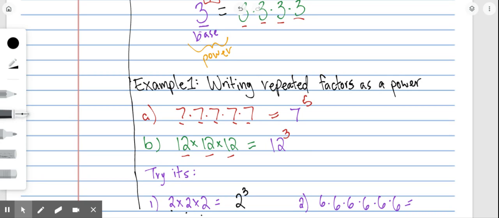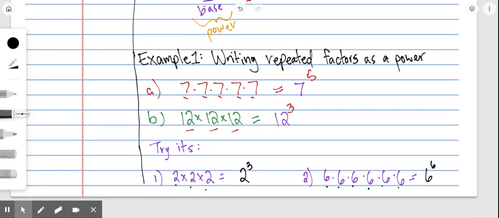All right, the second one. I've got what number is being multiplied by itself? 6. And this time, how many times is it being multiplied? Let's count. 1, 2, 3, 4, 5, 6 whole times. So this is 6 to the 6th power. And this is 2 to the third power. And that's how you write repeated factors as powers. Okay? All right, I'm going to finish this video, and then we'll do example 2.